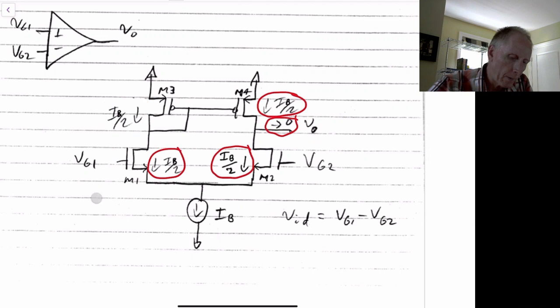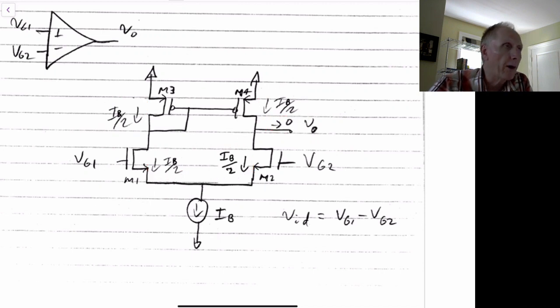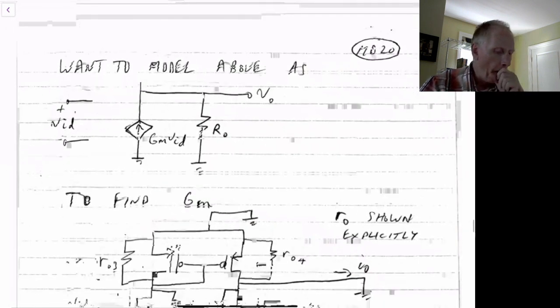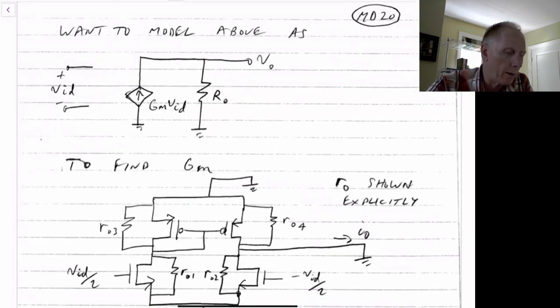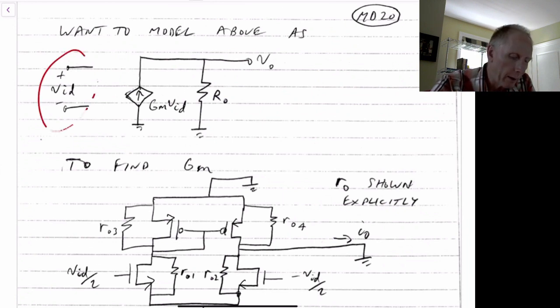We'd like to model this amplifier as having a Norton source equivalent model, or a current source equivalent model, where we have an input differential voltage here, a voltage controlled current source, and an output impedance R naught. So for this model, we need to determine what is GM for the above circuit and what is R naught for the above circuit.